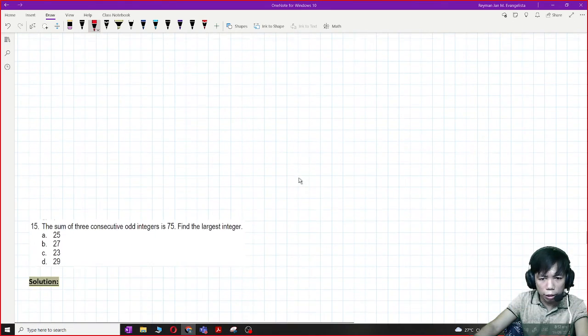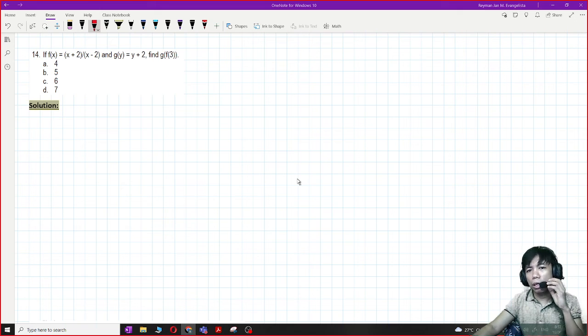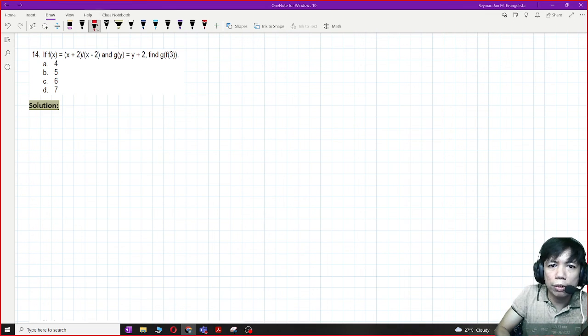Okay, I think this will be the last na. Ito guys, simple na manipulation ng function. Okay, so if f of x is x plus 2 all over x minus 2 and g of y is y plus 2, so find the value of g of f of 3. Okay? So, ang required na value natin is yung g of f of 3.